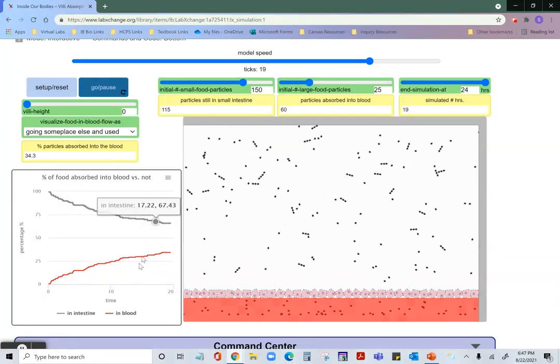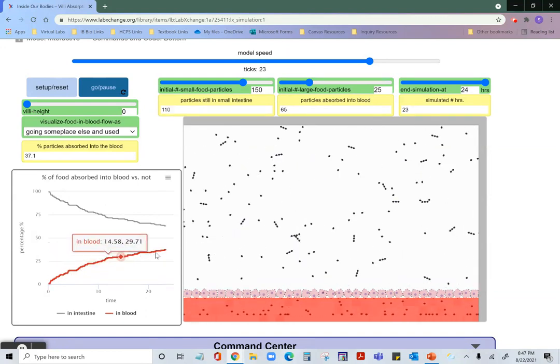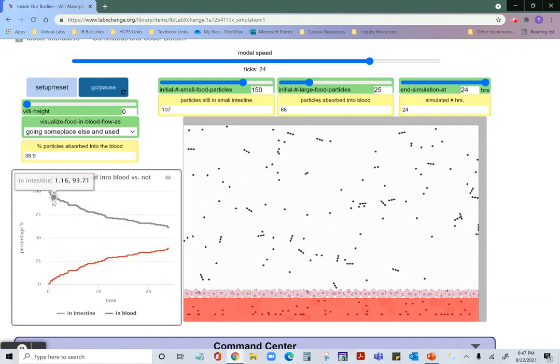Food in blood. So food in the blood system is increasing. It's being absorbed. And then gray food is food not being absorbed that's still sitting in the intestines. You can see that's decreasing. So over time, food is decreasing in the intestine. It's being absorbed into the blood. Okay. So now let's change that villi height.